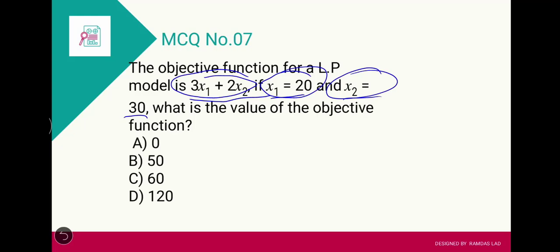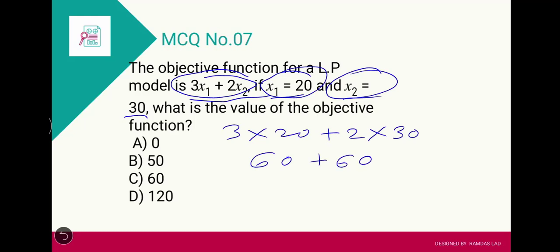So 3 multiplied by x1, it means 3 multiplied by 20, plus 2 multiplied by x2, x2 is 30. It means 20 multiplied by 3, 60, plus 30 multiplied by 2, again 60. So it will be 120. So the option D is the correct option. So correct answer is option D. In this way, you can find out the value of the objective function.